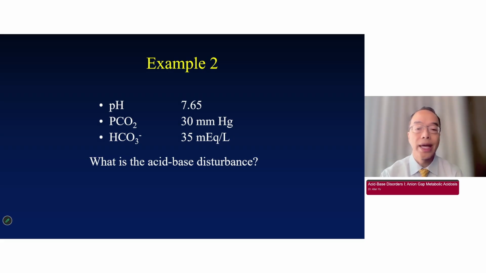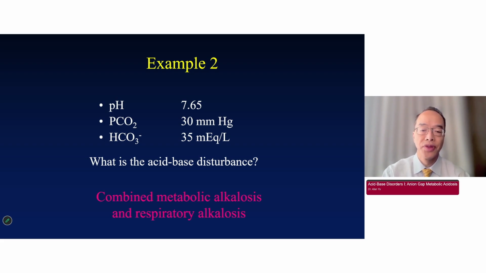So the answer is it has to be both, because if it were just a respiratory alkalosis, you would expect a metabolic compensation. And if it were just a metabolic alkalosis, you would expect a respiratory compensation. And the fact that you don't see that means that this has to be both disorders at the same time. And that, in fact, explains why this pH is not just a little elevated, but quite markedly elevated, because this is both a combined metabolic and respiratory alkalosis.